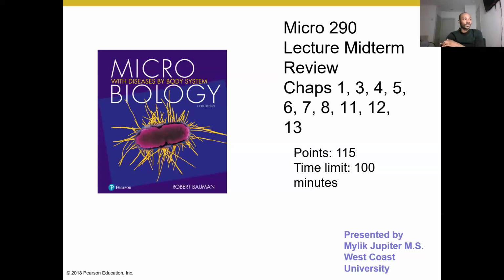Alrighty, so this would be your lecture midterm review. We're going to cover chapters 1, 3, 4, 5, 6, 7, 8, 11, 12, and 13. It'll be 50 questions or so. You have 115 points that you can earn on this midterm for the lecture portion of micro, and you'll be given 100 minutes to complete it.